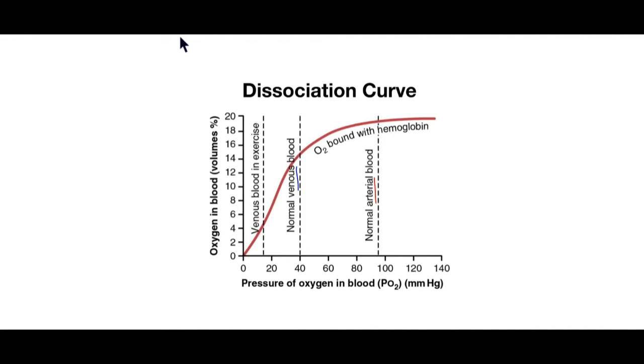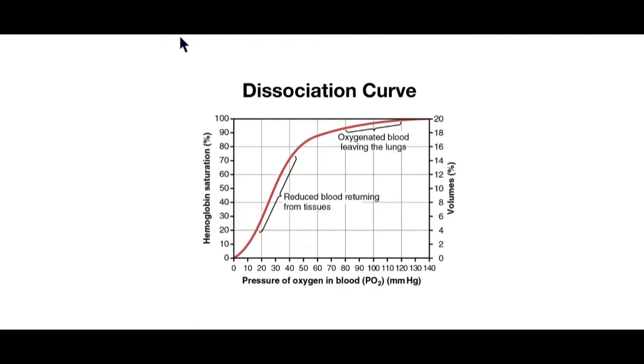Now, your cardiac output will also increase to try and accommodate for that, to speed up the amount of oxygen delivery. The point I want to point out here specifically looks at, we already talked about the oxygenated blood leaving the lungs, the reduced blood that's returning. So toward the right end of your dissociation curve. That is what's found at higher partial pressures of oxygen.